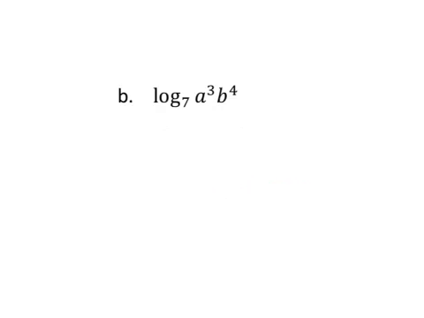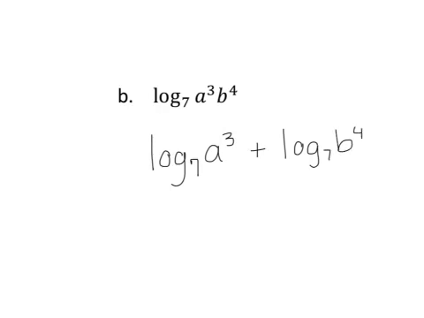Next one, what do we do first? Remove the powers. We have to split it up first. As we're breaking it apart, you split it first and exponents are last. Yes, Chris is correct. We do log base 7 of a cubed plus, because it was multiplication, log base 7 of b to the 4th. It's very important that the base goes with everything.